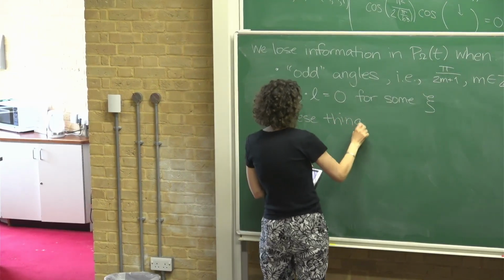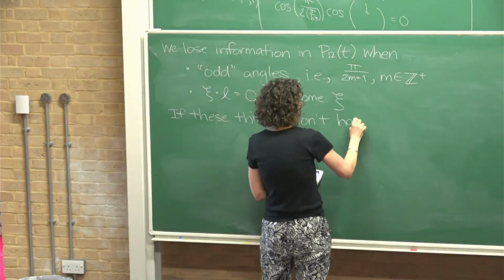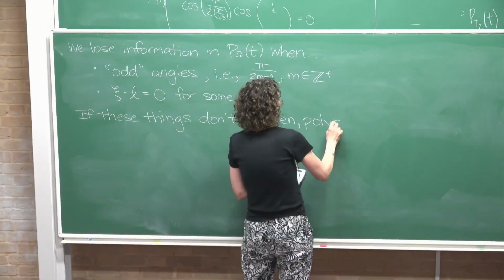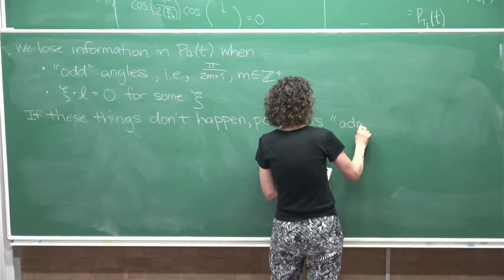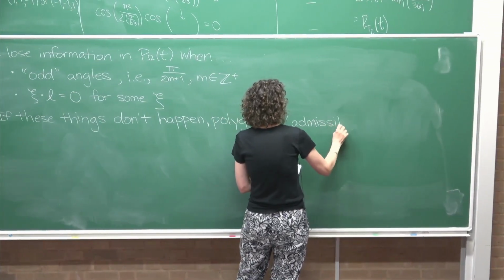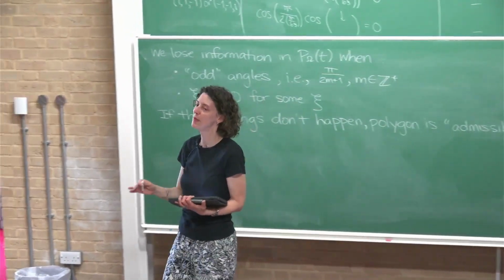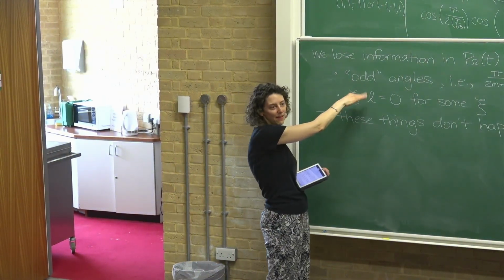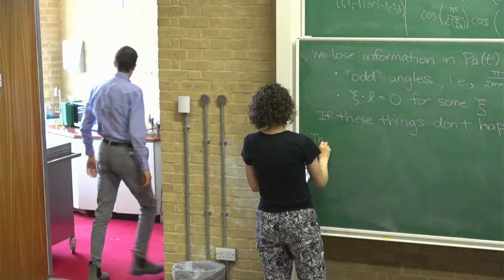If these things, and here I'm not being completely precise, if these things don't happen, we'll say the polygon is called admissible. That's not the precise definition of admissible, but it's good enough for our purposes, okay? So if we don't have these cases, then our polygon's admissible.